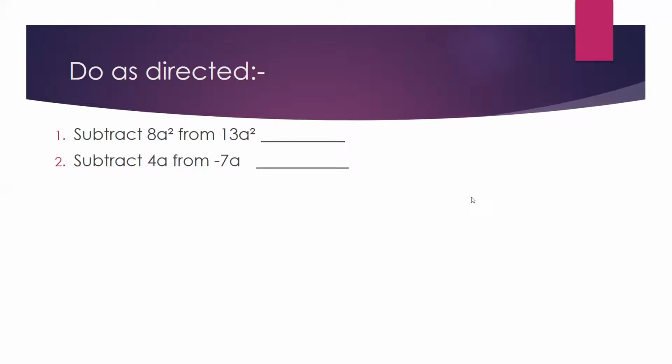Hamza, Raja Rizwan, Anshara, Miram, Varda. Very good. Let me first unmute Anshara. Anshara, unmute yourself. Answer will be 5a square. Are you sure? Let me check Raja Rizwan also. 5a square. Let me check one more student. What will be the answer? 5a square. Very good.